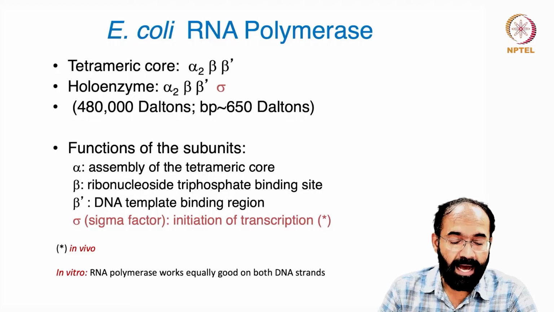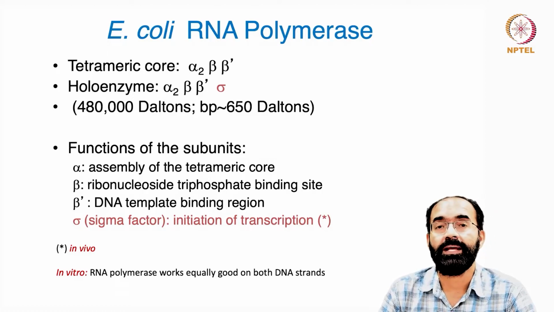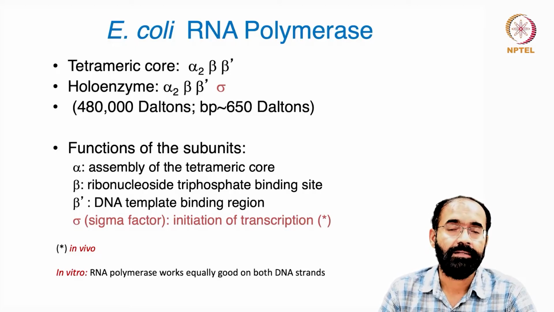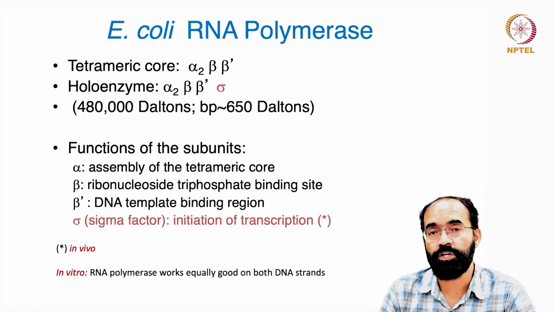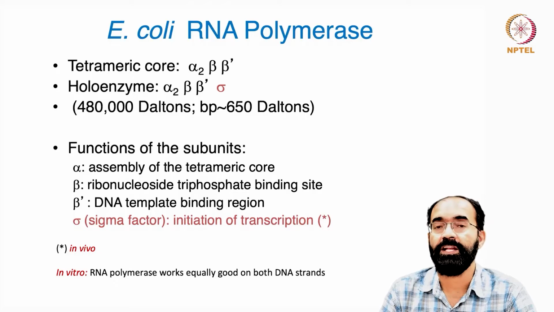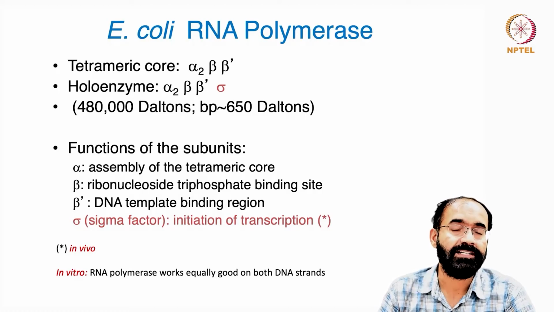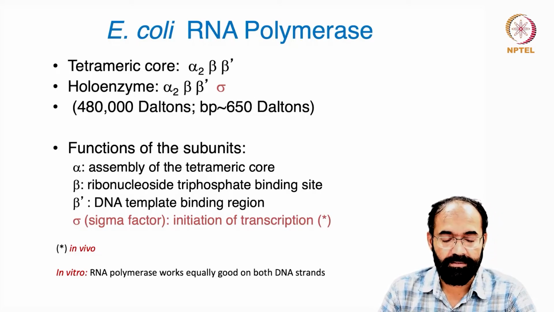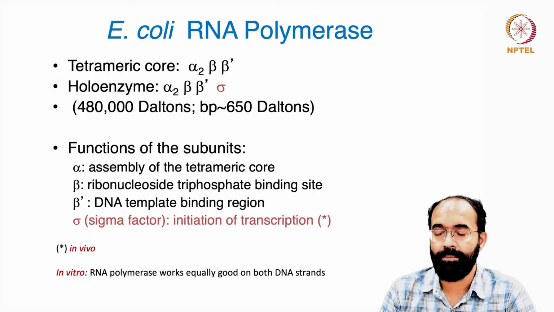But in vitro, the RNA polymerase works equally well on both the DNA strands, and sigma factor is not a necessity, because whichever region the RNA polymerase finds in the system, you can always have transcription taking place in vitro. In vitro means in laboratory conditions, in a test tube, where you don't need to have the organism. So basically, for an RNA polymerase to function, all you need is a DNA strand, the enzyme RNA polymerase, and the monomer, that is ribonucleoside triphosphate. That is enough, and the polymerization will take place and the RNA will be formed from a given template DNA strand.